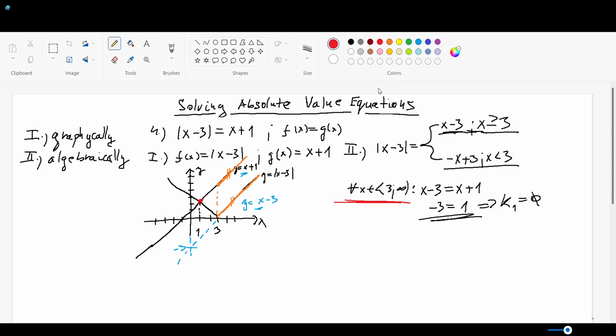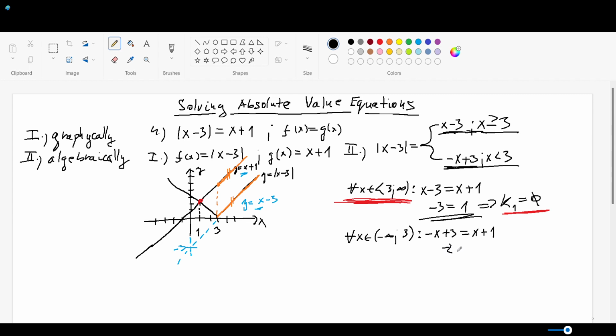So the conclusion for this interval, x being greater or equal to 3, is the empty set. Okay, now let's have a look at what will happen on the other side, to the left of point 3, which is that for each x from the interval from negative infinity to 3, our equation will be represented by, and you get the information from here, negative x plus 3 is equal to x plus 1.